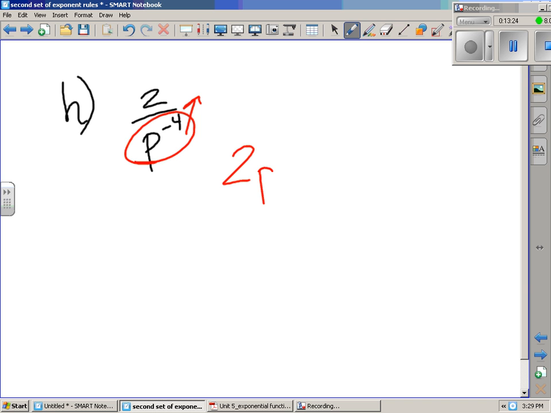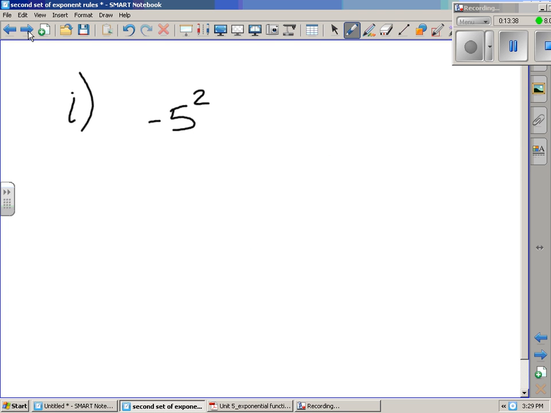Letter H. Negative exponents leave a scar, so you knock it over that fraction bar. So we get 2p to the 4th power. And down here we'd be left with the hidden 1, so if you want to show that you can, but if you have that in the denominator, it's really not necessary, so you can just write 2p to the 4th.